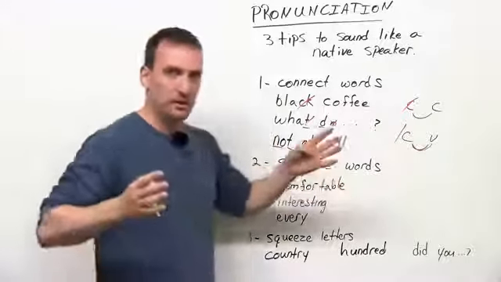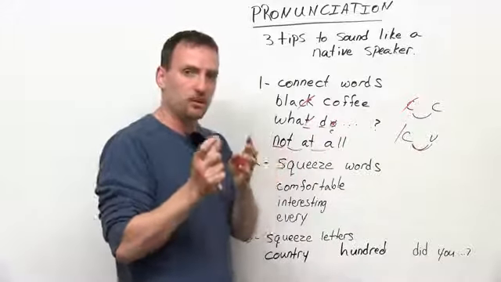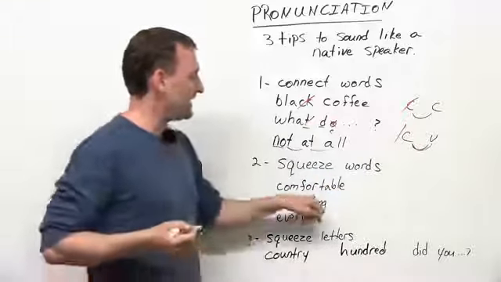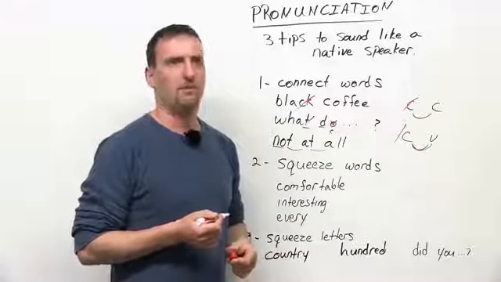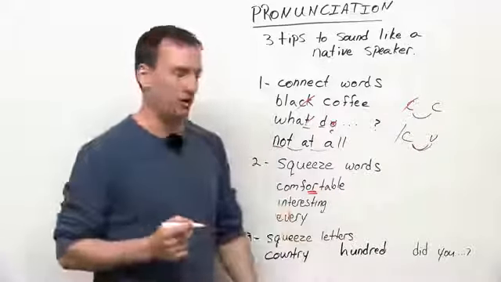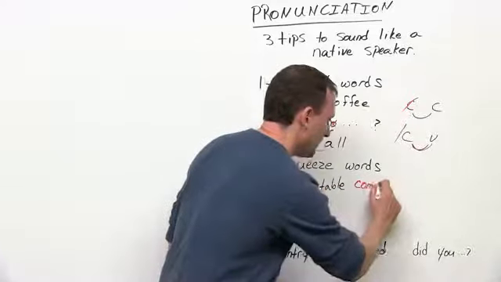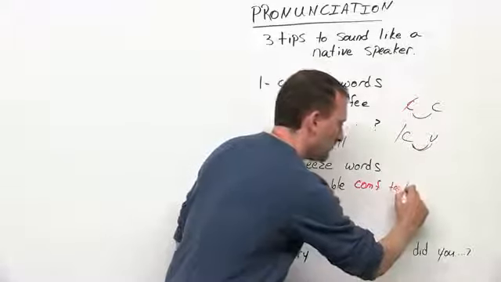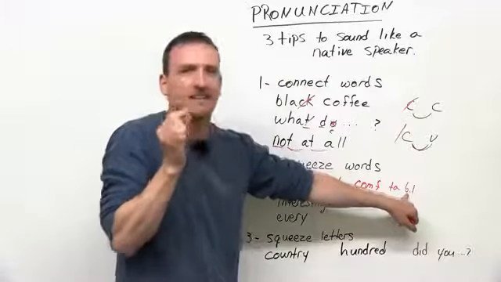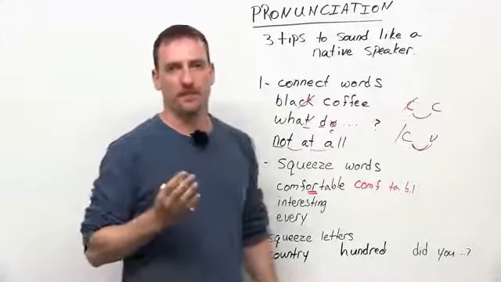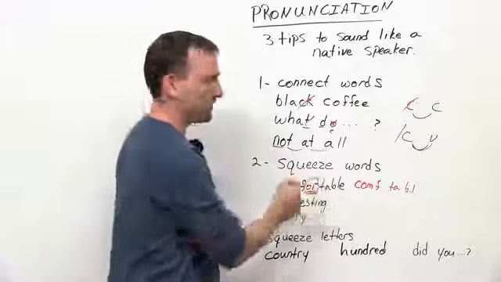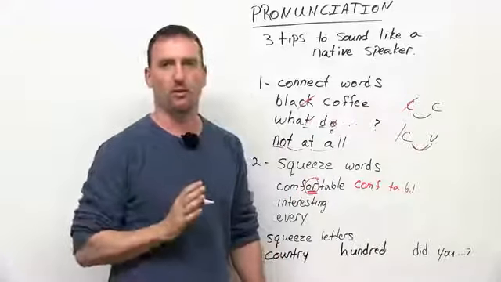Another thing we do is we squeeze some words, okay? Certain words, we don't say all the syllables. We don't even say all the letters. I've heard many students say, comfortable. But native speakers, we don't say this part. We don't say the or. We say comf, ta, bull. And notice the last sound is like a small, tiny little I in there. Comfortable. Comfortable. Okay? We don't pronounce the or. No, don't do that.